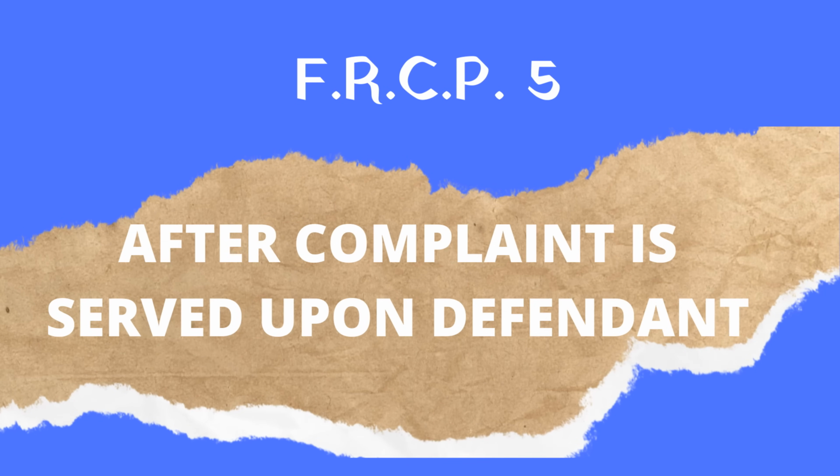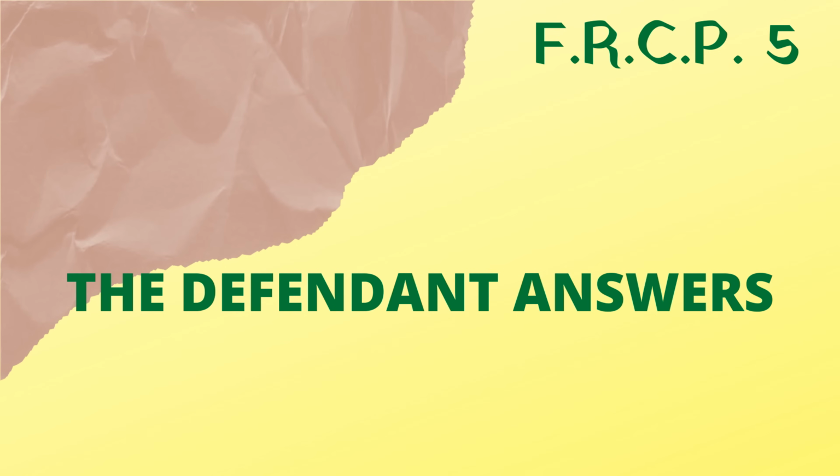Now, let's see what happens after the complaint is served on the defendant. Federal Rule Civil Procedure 5. If you recall, when we were discussing the summons, the defendant has 21 days to answer the plaintiff's complaint. If the defendant is a government agency, then it has 60 days. Federal Rule Civil Procedure 5.